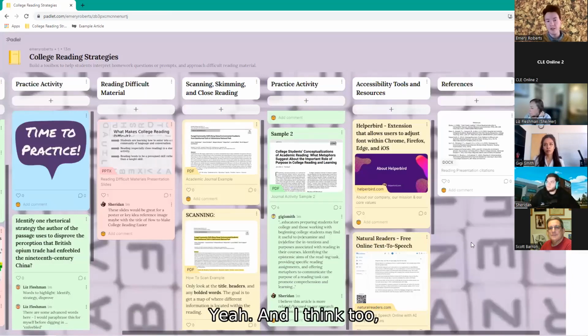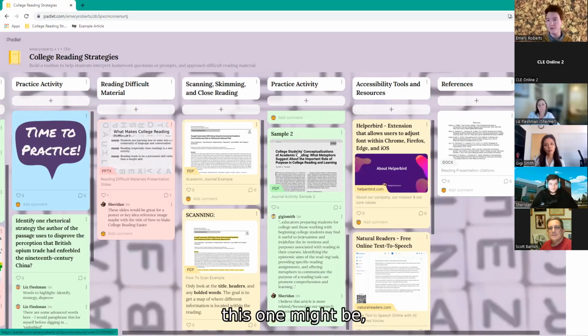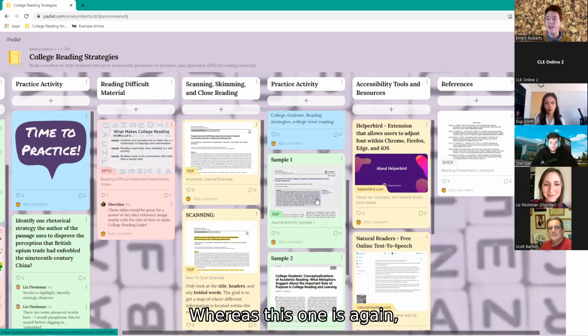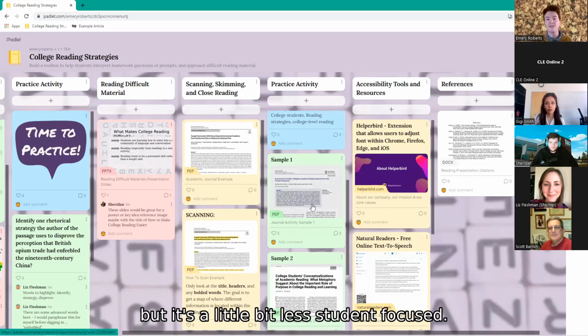Yeah. And I think too, because the second sample has a bunch of those sections where it's taking students' words there, if you were writing up a research article, this one might provide a lot more support. So stuff that's very quotable, stuff that's easy to integrate with your own ideas, those kinds of things. Whereas this one is, again, faculty perspective, and it's got some good things, but it's a little bit less student focused.